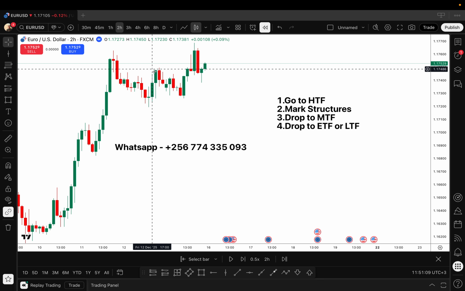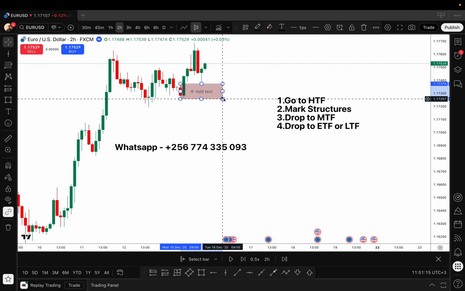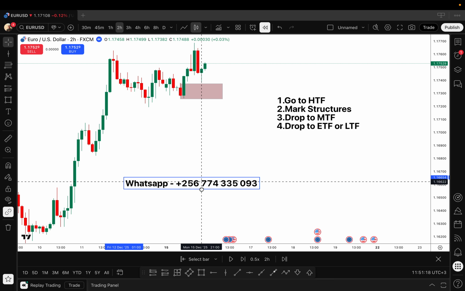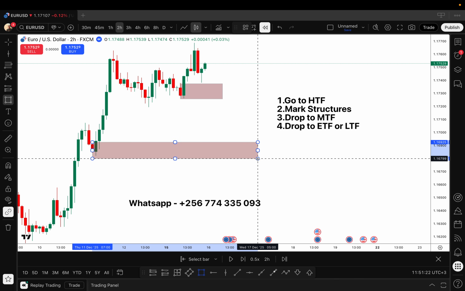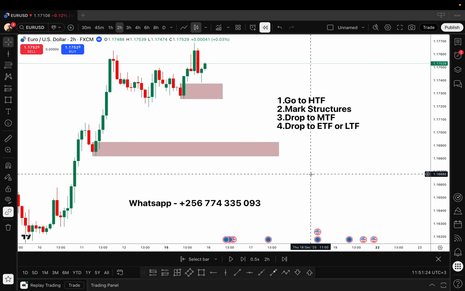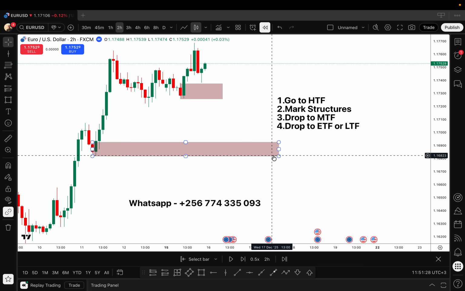Now I know on the 2-hour time frame we can see a demand zone here. Very good. Demand zone which is looking like it's being retested, and then we can also see another zone down here. Good. They're looking good, but you don't want to trade those ones.